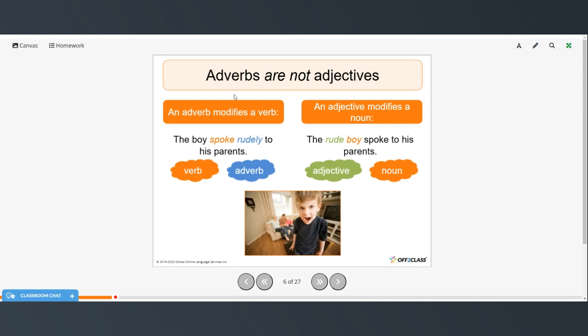Okay, so adverbs are not the same as adjectives. An adverb modifies a verb. The boy spoke rudely to his parents. So the adverb rudely describes how he spoke. An adjective modifies a noun. The rude boy spoke to his parents. Here, boy is a noun, so we have to use the adjective form rude.